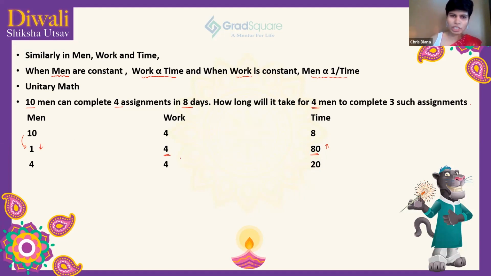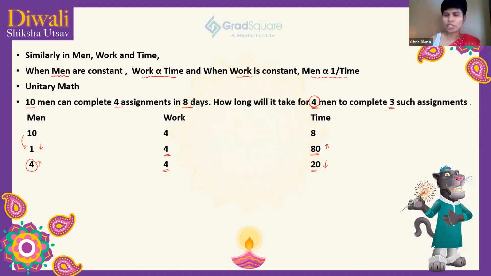So now keep the work constant, 4, and increase the number of men. When the number of men increases, the time taken has to decrease. So here it is becoming 4 folds, so here it will have to be divided by 4. So 4 men can complete it in 80 by 4, that is 20 days. Okay, now the men part is got.